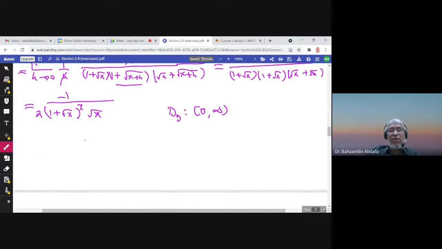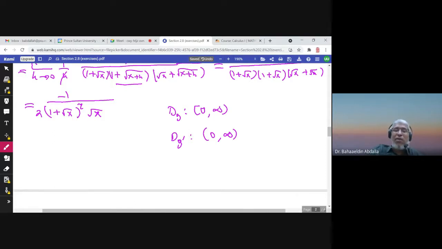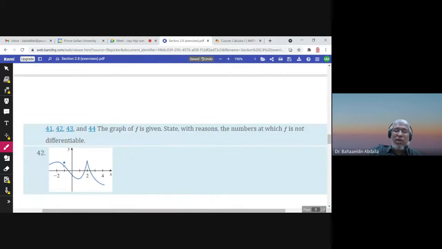While here, the domain of g prime, this is g prime, I cannot allow x to be 0 because here it's okay, 1 plus 0 is okay, but here, square root of x, if you put x as 0, this would be 0 times anything, so the denominator would be 0. So the domain of g prime would be 0 to infinity, but open at 0, meaning 0 is not in the domain of g prime, while it is in the domain of g.